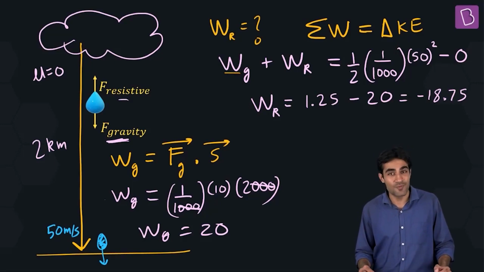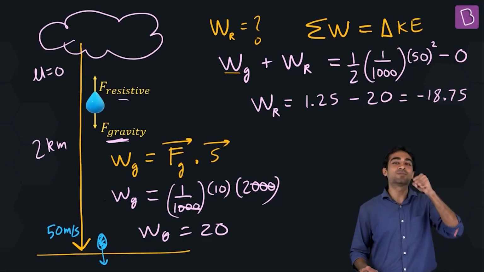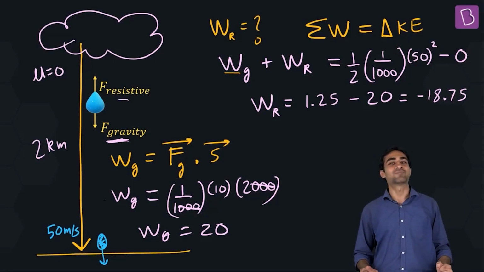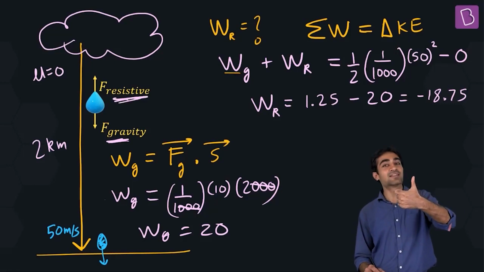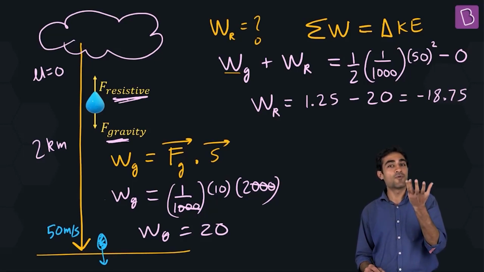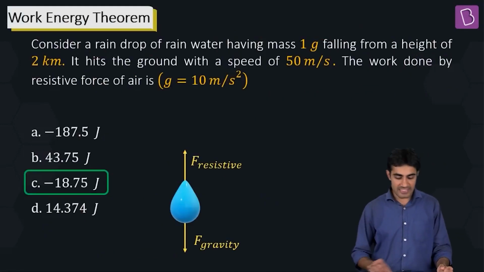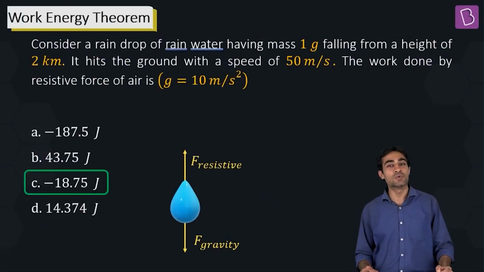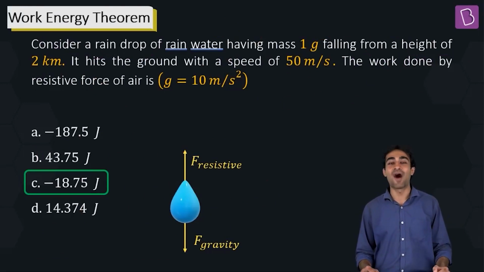Well, it indicates negative work. This means air is actually taking energy out of the raindrop. Yes, you are right. And we can also verify that the resistive force is in the upward direction and the displacement is in the downward direction. So when we take the dot product, we will get something negative. Both the vectors are 180 degrees apart, so we will get negative work done. And we can mark option C, 18.75 joules, minus 18.75 joules, as the correct answer for our question.